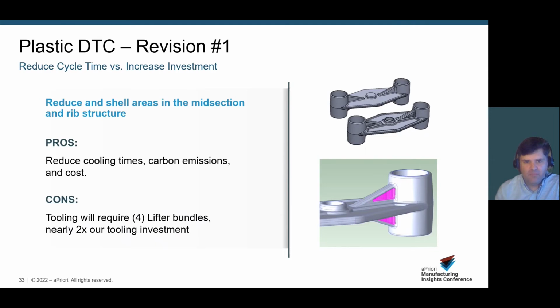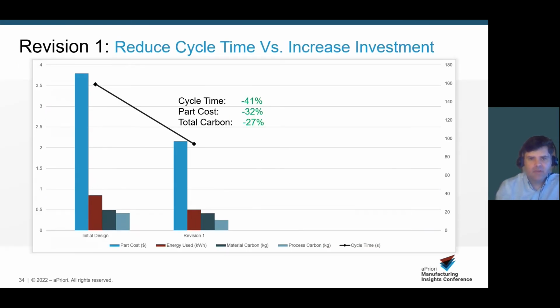I add some lifter bundles, which increases our tooling investment associated with this part, but it reduces my cooling time and carbon emissions and costs as well. So let's see how that compares together. So we can see our cycle time went down 41%, which is great by adding those lifters.